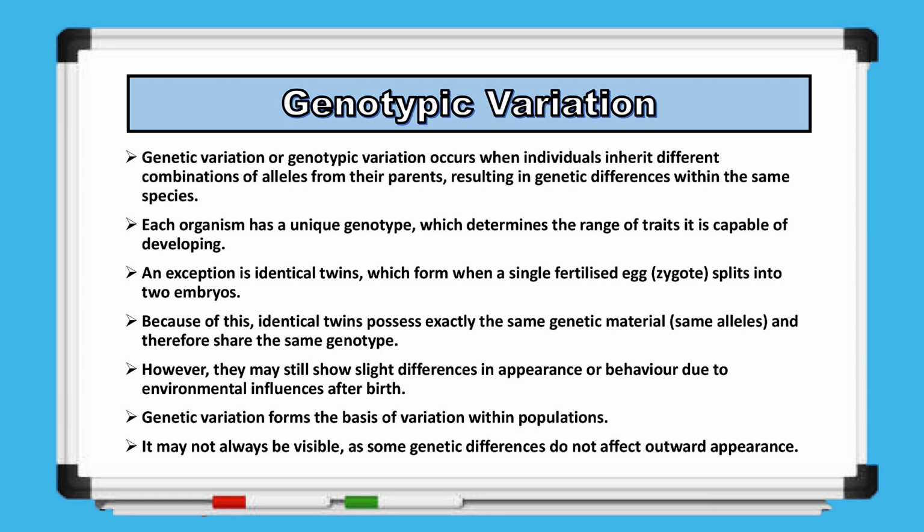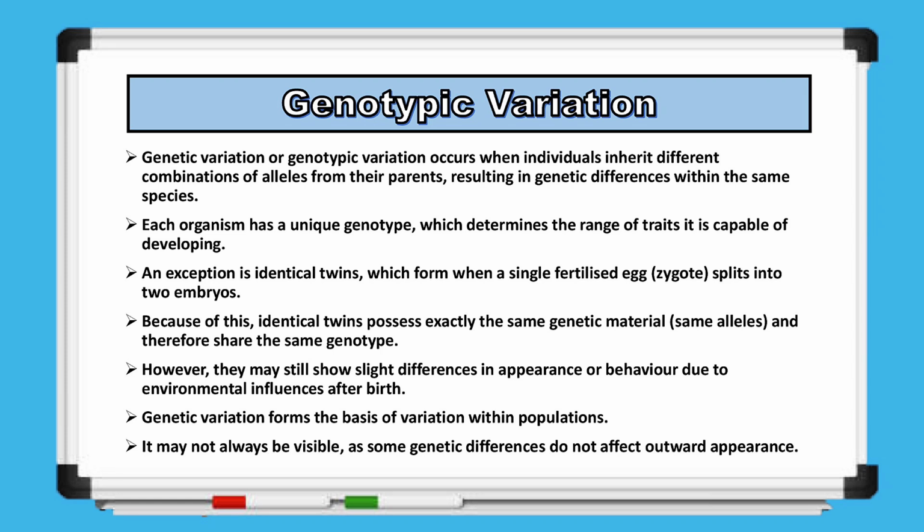There is an important exception to this, which is identical twins. Identical twins are formed when a single fertilized egg splits into two embryos. Because they come from the same original cell, they have exactly the same genetic material and the same alleles. This means they share the same genotype. However, even identical twins can show small differences in their appearance or behavior. This happens because of environmental influences that affect them after birth.